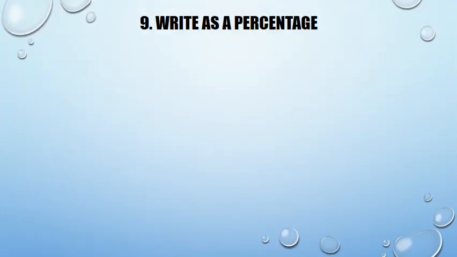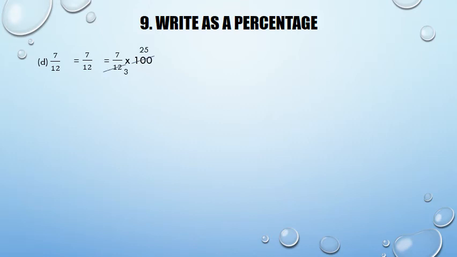Now let's come to question number 9. Write as a percentage. We have the common fraction 7 upon 12 and we have to write this common fraction as a percentage. So 7 by 12, in order to write it as percentage, we have to multiply it by 100. So 7 by 12 multiply by 100.